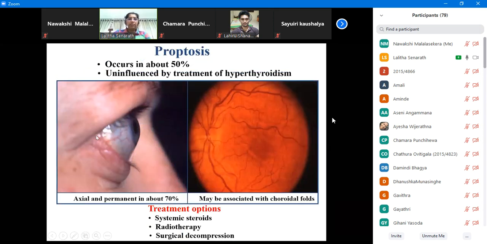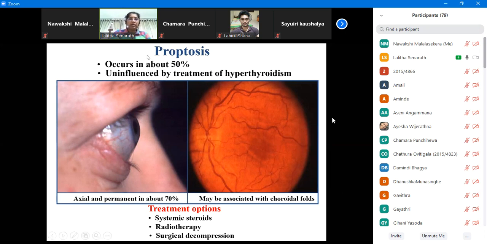Then proptosis, the protrusion of the eye. It occurs in 50% of cases of thyroid eye disease, mainly thyroid toxicosis. We can measure proptosis from this angle: you can feel the orbital rim here, and we measure the distance up to the cornea. That's the amount of proptosis. Usually it stops here, right? But this eye has come nearly to the orbital rim.